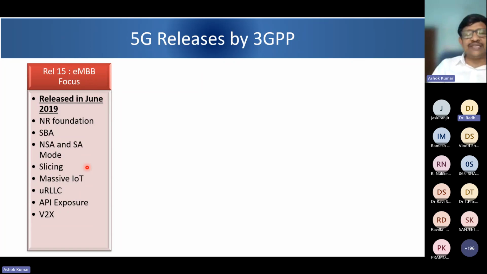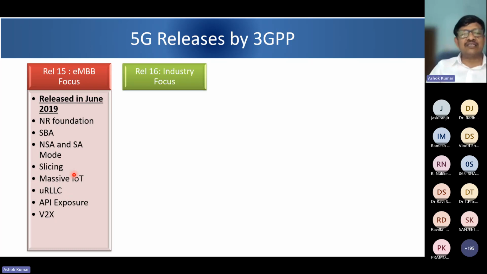So this was two things. One is the foundation of 5G. All the foundational work was done in release 15. This was released in 2019, and the focus was on enhanced mobile broadband. And that's why it has got support of NSA, non-standalone, and standalone. The majority of the deployments are NSA. That's why it started with that. So NR foundation, service-based architecture, SA, network slicing, massive IoT, uRLLC, API exposure to connect outside network, and V2X. These were covered as part of release 15, but the major focus was on enhanced mobile broadband.